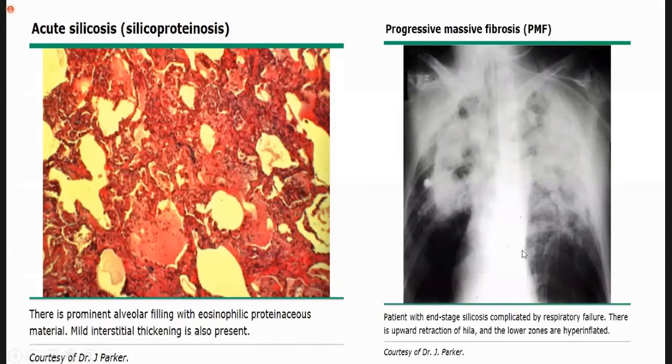So, and another picture showing the progressive massive fibrosis, again due to various dust which causes lungs, which affects lung in various form, causing bronchitis or chronic obstructive pulmonary disease and cancer. You can see that the lower zones are hyperinflated, and you all know that silica dust is in which industries?